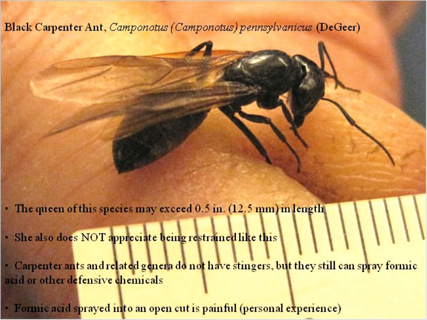And although they're not capable of stinging, they do not appreciate being restrained like this one. I've got her gripped by the leg here. So she's doing her best to bite me and doing a pretty good job of it, but not really hurting. Fortunately, carpenter ants and their genera related to them do not have stingers. However, they can spray formic acid, which is a major component of ant venom, and they also have some other defensive chemicals they can spray. And just speaking from personal experience, when formic acid is sprayed into an open cut, it can be painful.